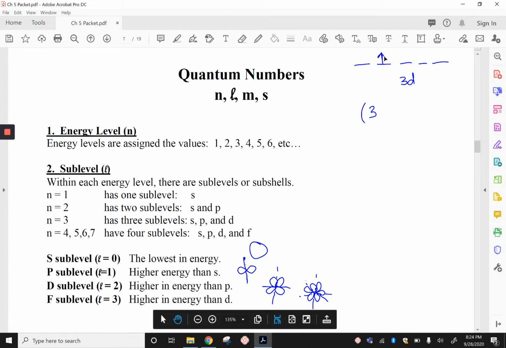So back to my electron that I wanted to get the quantum numbers for here. We said it's in the third energy level. Then we described its sublevel. It's a d, and d corresponds to 2. So my second quantum number would be 2.